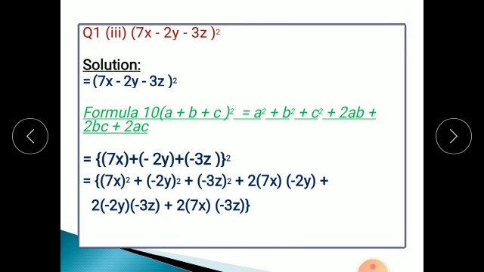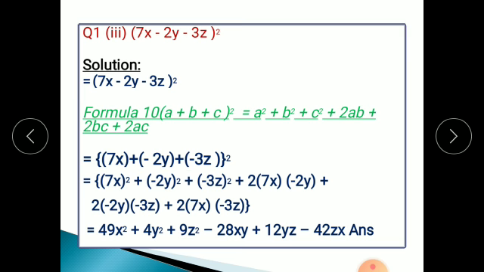Now in the last step we have to just simplify. The square of 7x means 49x square, minus 2y whole square means plus 4y square, minus 3z square means plus 9z square. Here 2 7s are 14, 2s are 28, minus 28xy, and this term would be changed into plus 12yz, and this is minus 42zx. So this is our required answer.